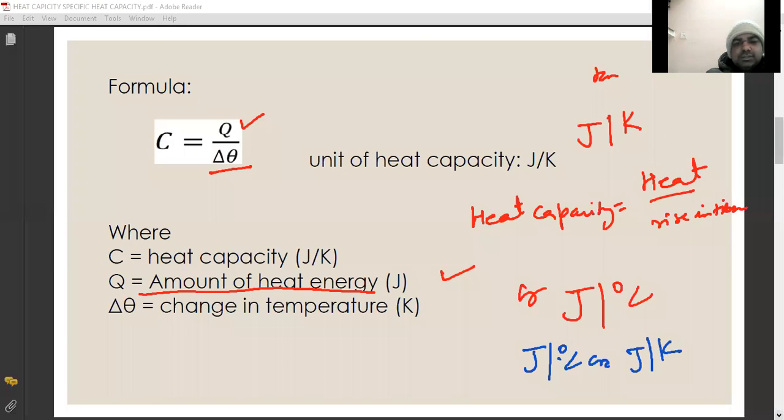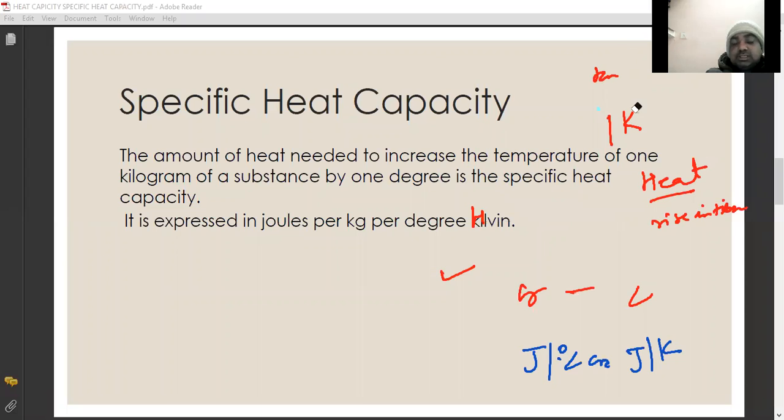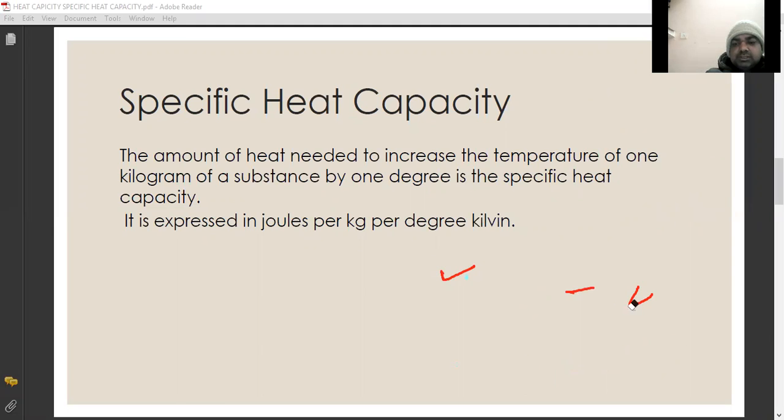We'll see the next part now: specific heat capacity. As you see, the name is specific. This is the amount of heat required to raise the temperature of unit mass of substance by 1 degree Celsius. That is, the amount of heat needed to increase the temperature of 1 kilogram of substance. It can be 1 gram also, or you can write unit mass. Unit mass of substance by 1 degree is the specific heat capacity.